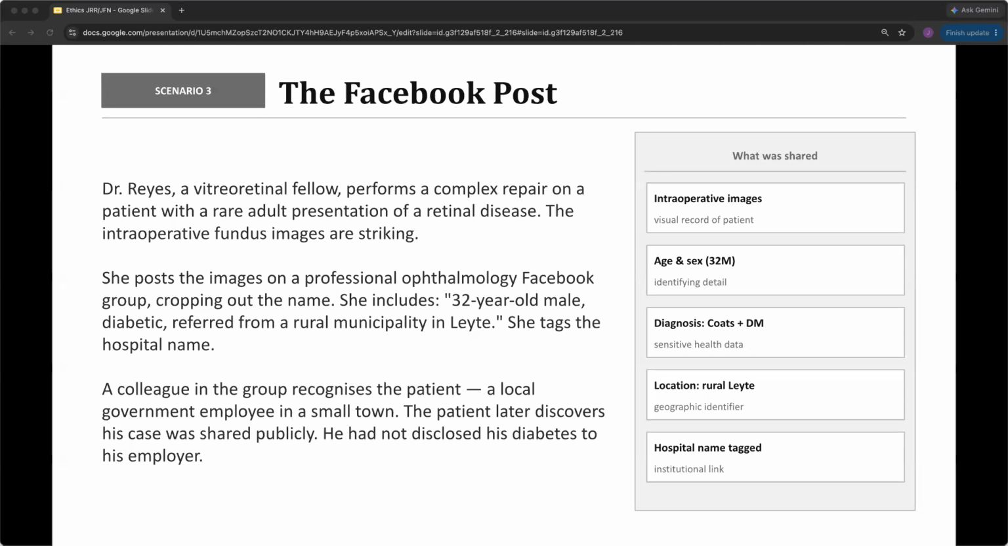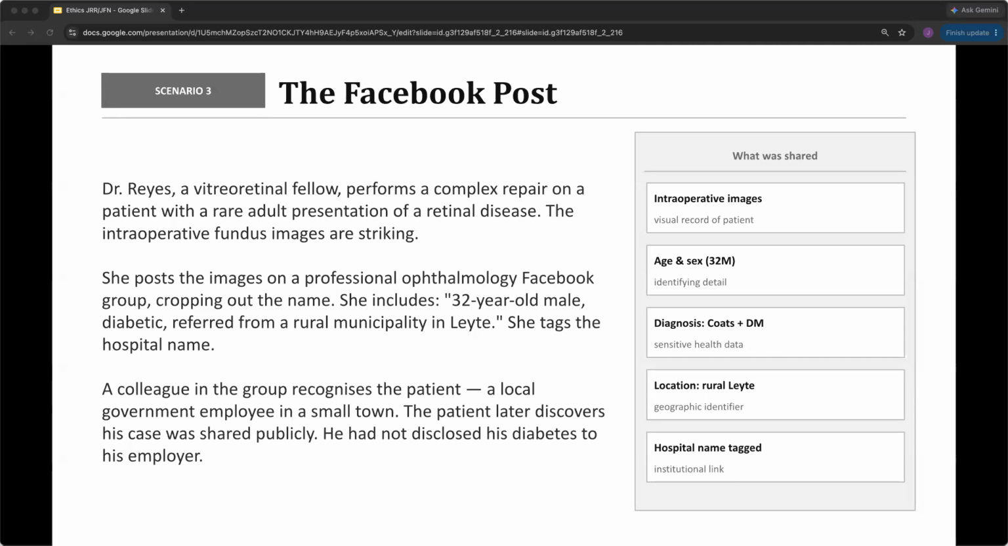However, her caption includes several details. The patient is a 32-year-old male, has diabetes, was referred from a rural municipality in Leyte, and underwent surgery at the hospital she tags in the post. A colleague in the group recognizes the patient. He is a local government employee in a small community, and his diabetes diagnosis was not widely known. The patient later learns that the details of his case were shared online beyond the clinical team.